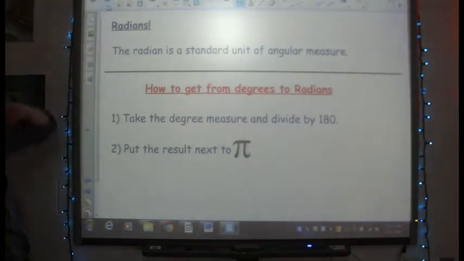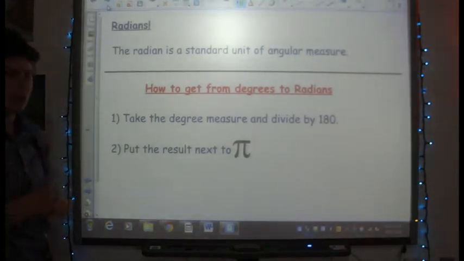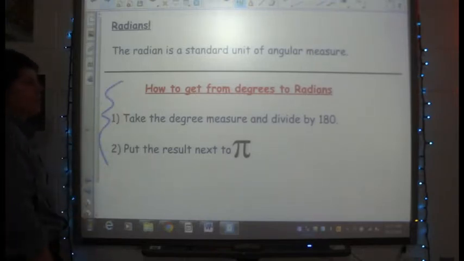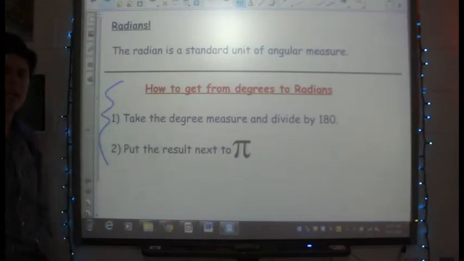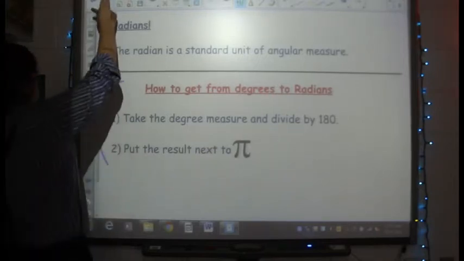Radians. The radian is a standard unit of angular measure. So if you're in degrees, then you need to have a degree mark. If you're in radians, you don't need a degree mark. And now we're going to talk about how to get from degrees to radians. So you take the degree measure and divide by 180. Then all you got to do is put a pi next to your answer. So we're going to divide by 180.